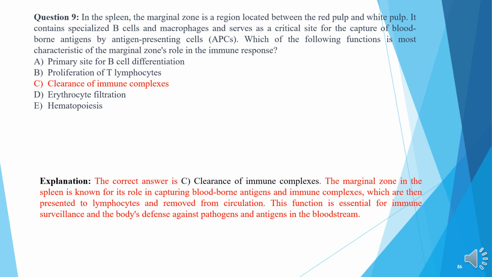The marginal zone in the spleen is known for its role in capturing blood-borne antigens and immune complexes, which are then presented to lymphocytes and removed from circulation. This function is essential for immune surveillance and the body's defense against pathogens and antigens in the bloodstream.